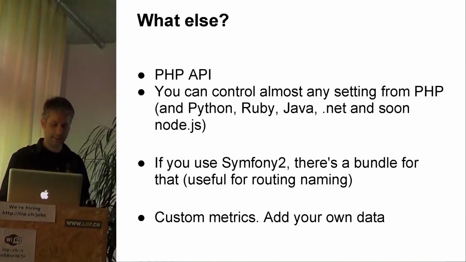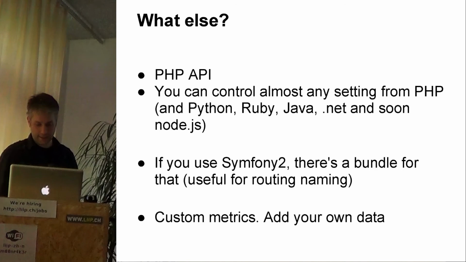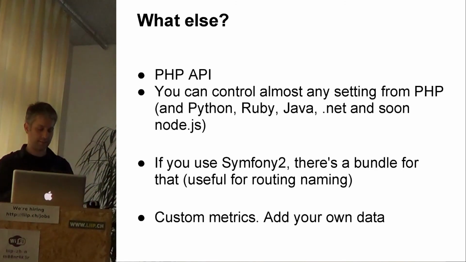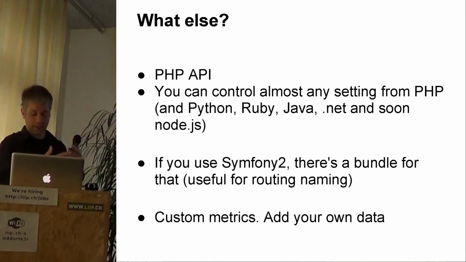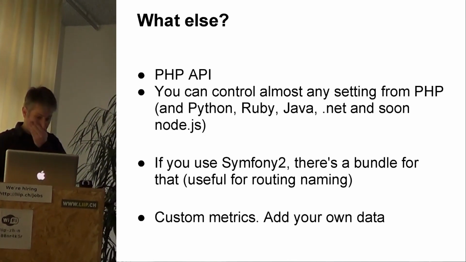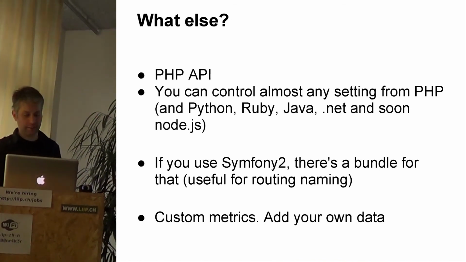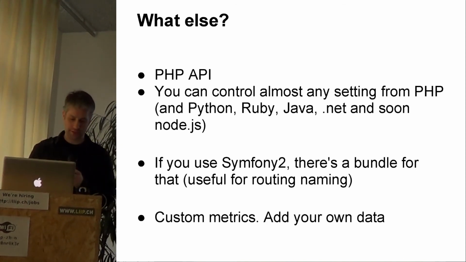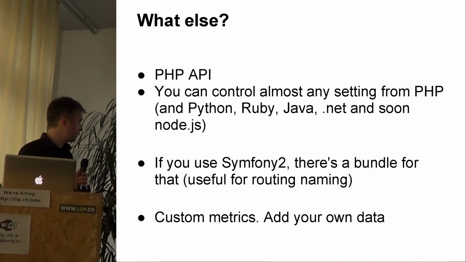So what else? There's a PHP API, so you can control almost any setting from PHP. You can also name your transaction differently, add custom parameters, and set your application name. Whatever you can configure for New Relic. It's also available for Python, Ruby, Java, and .NET. And they promise to have something ready for Node.js soon, whatever that means.